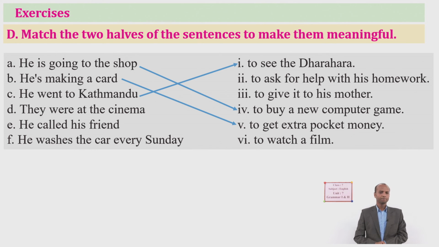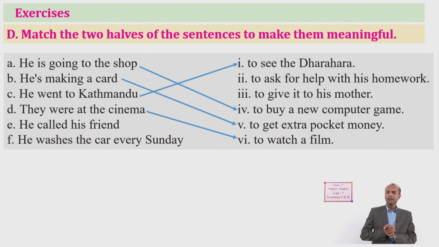What next? D. They were at the cinema. Why do people go to cinema? Yes, to watch a film. Excellent. E. He called his friends. What did you match it with? Yes, to ask for help with his homework. Brilliant.